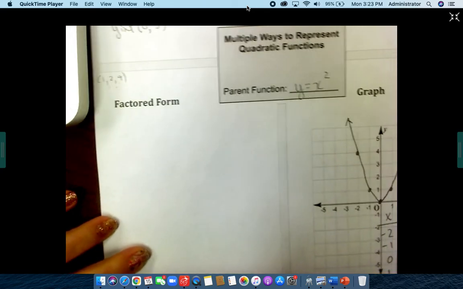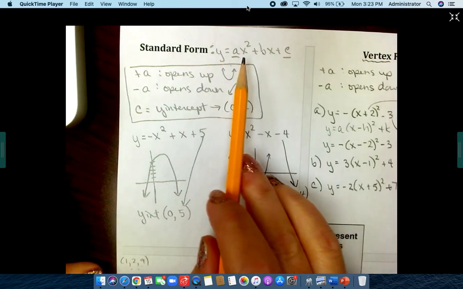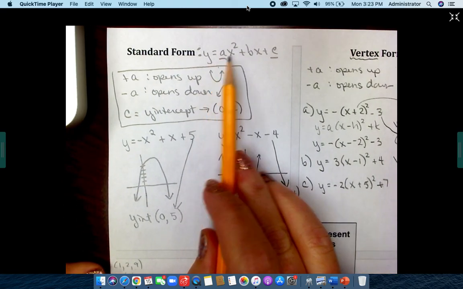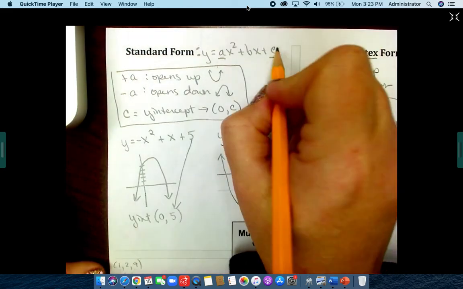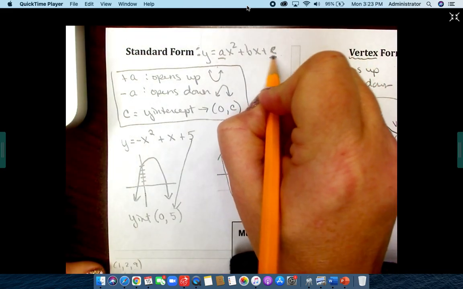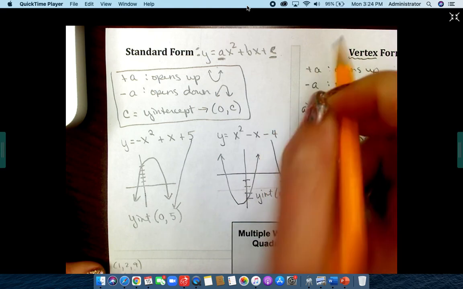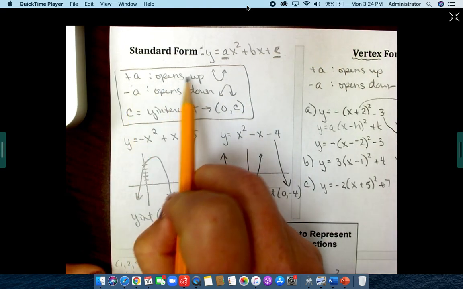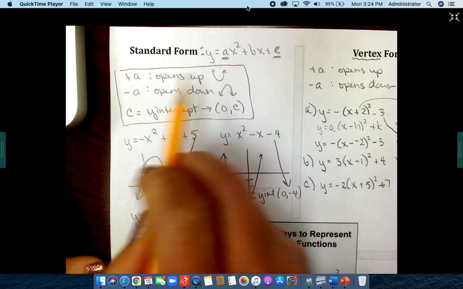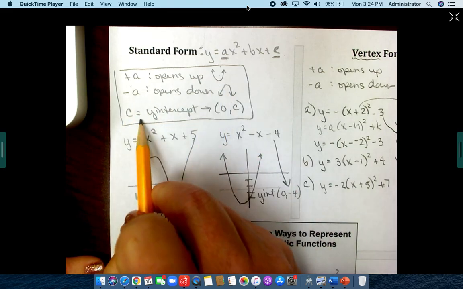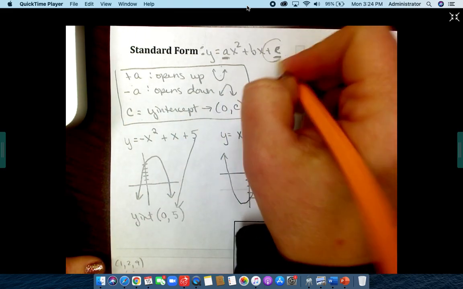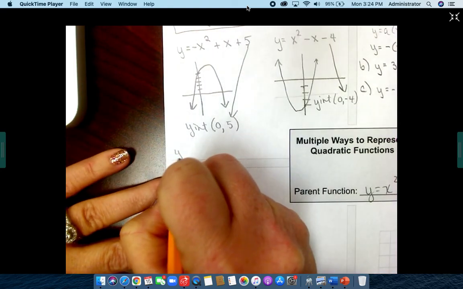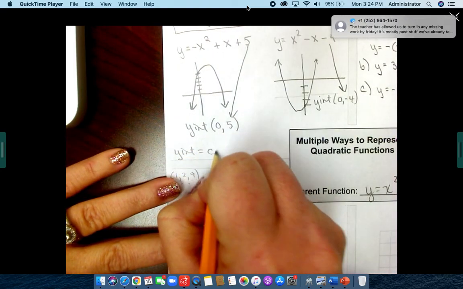All right, so remember that standard form is in the form y equals ax squared plus bx plus c. This is the form most familiar to us. But the big significant things you need to understand are that if our a is positive, our parabola will open up. If a is negative, it'll open down, and our y-intercept is always the constant term, okay? So again, y-intercept equals the constant term.